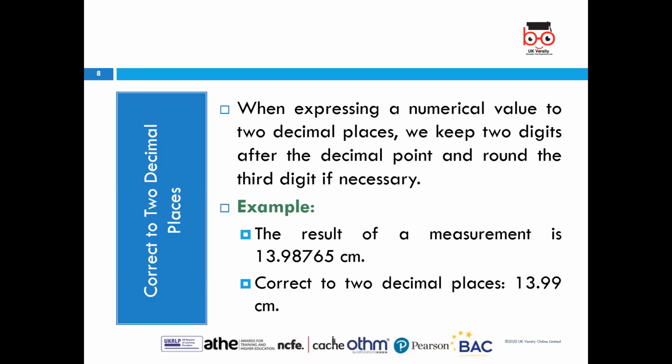Next is expressing a numerical value to 2 decimal places. We use approximation to keep the 2 digits after the decimal point and round the third digit if necessary. For example, the result of a measurement is 13.98765. It can be approximated to 13.99, which is correct to 2 decimal places.